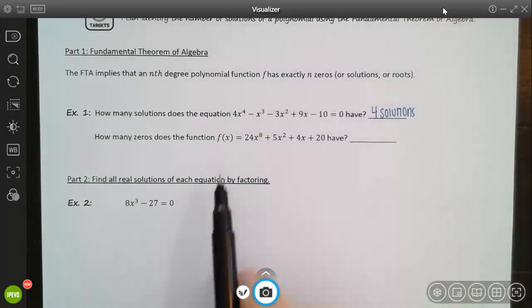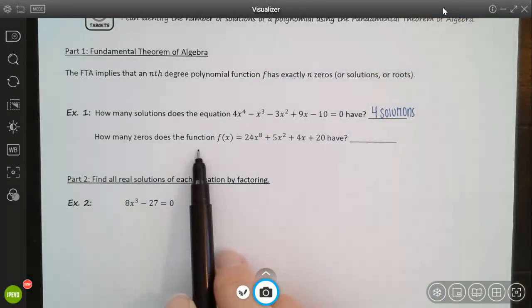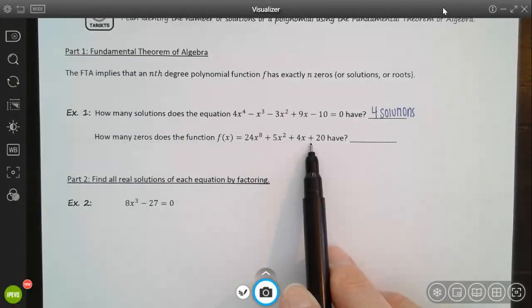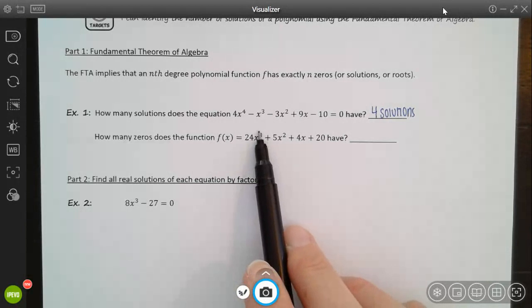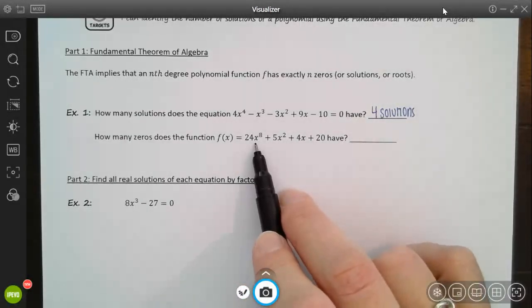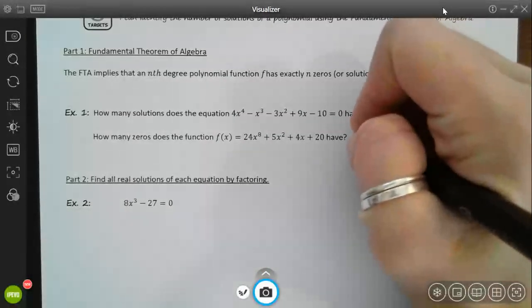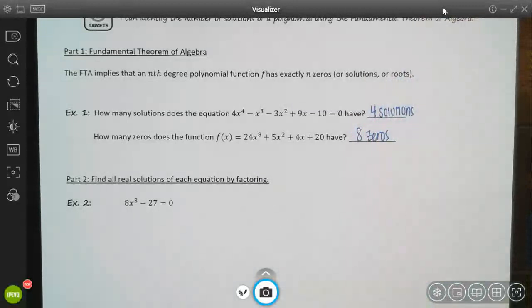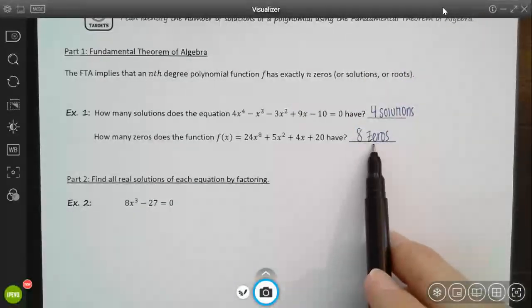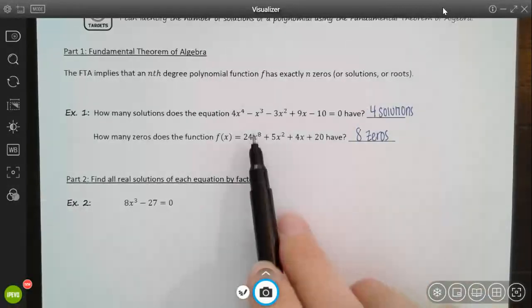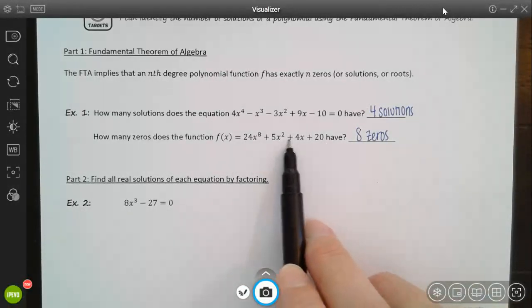If we look at the next example, how many zeros does the function 24x to the 8th plus 5x squared plus 4x plus 20 have? Again, we're looking at the highest exponent. So if we want to say how many zeros this function or this equation should have, it's going to have 8 zeros. And remember that zeros in terms of graphs is where the graph is crossing the x-axis. So that means that this graph should potentially cross the x-axis 8 times.